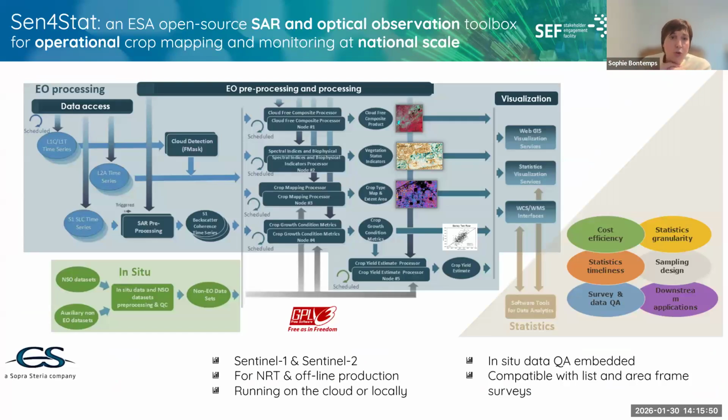So this slide is just to show that this is a toolbox. The outcome of the project is not a map. What we propose here is the processing tool that will work with the Sentinel data, Sentinel-1 and Sentinel-2, and that will give you a set of remote sensing products. It uses in situ data that come from the survey, and it integrates the survey and the EO products in the different applications that I have just mentioned.